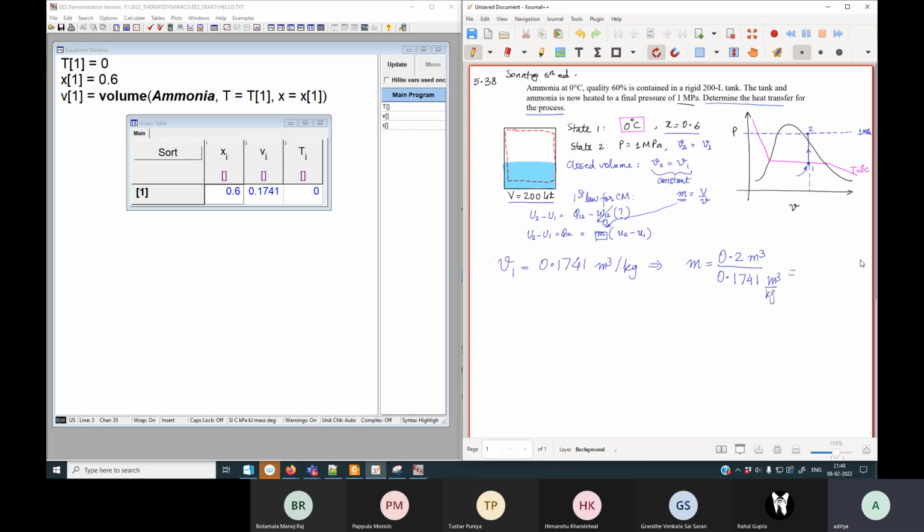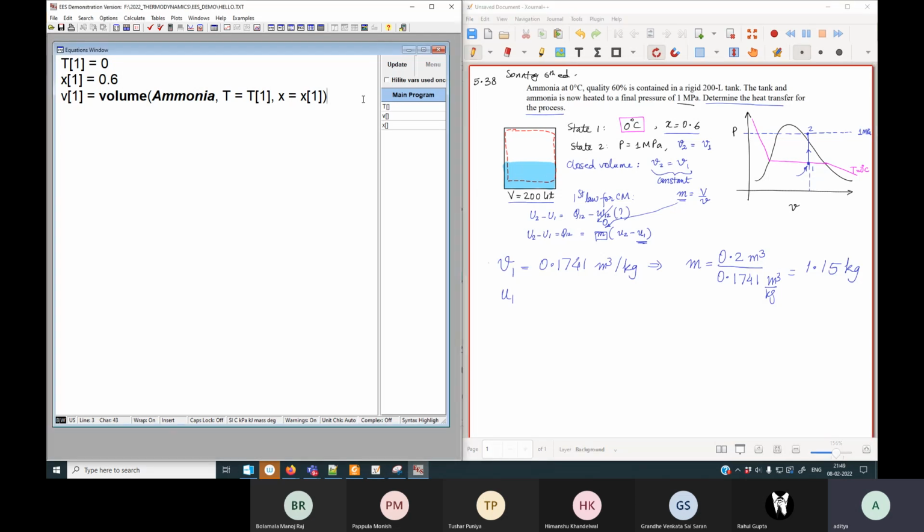So what is this? Using my calculator, I can easily find 1.148. So I'll just approximate it as 1.15 kg. So I have found out what m is. Now what is the second step? I must find out what U1 is. I can easily find that out.